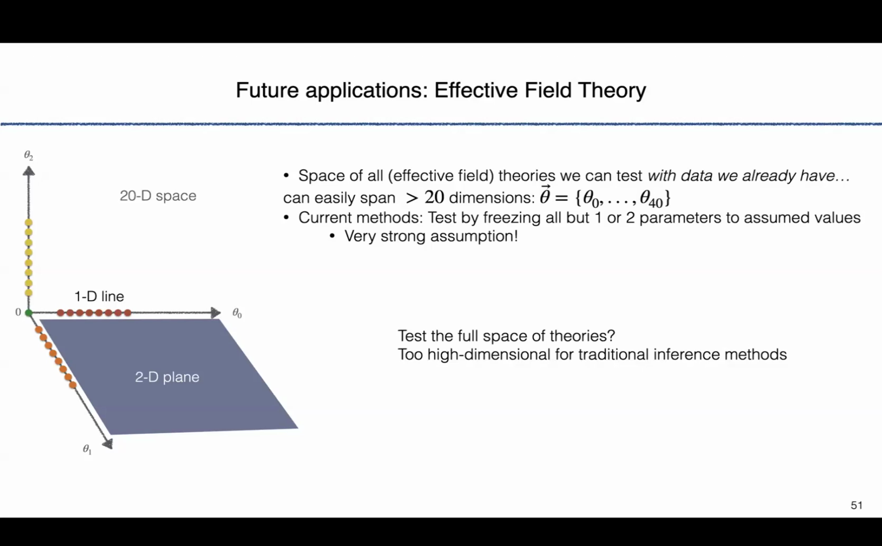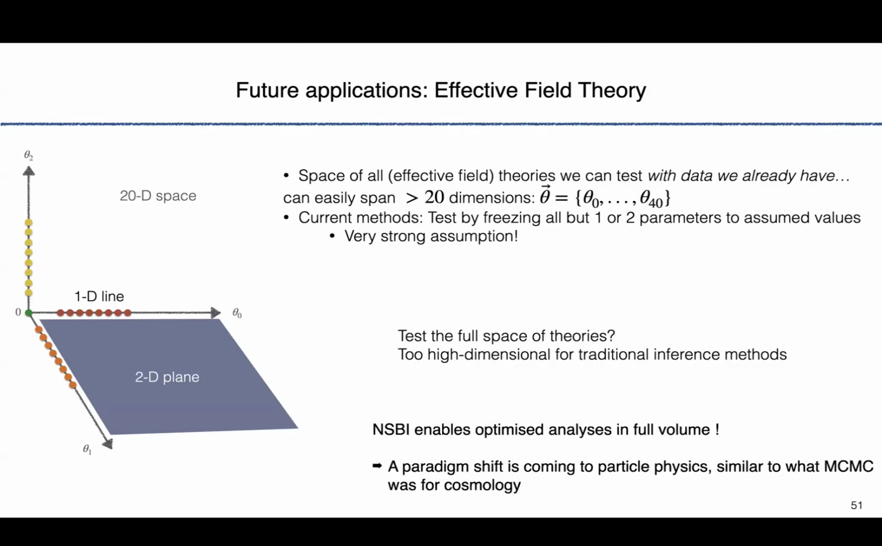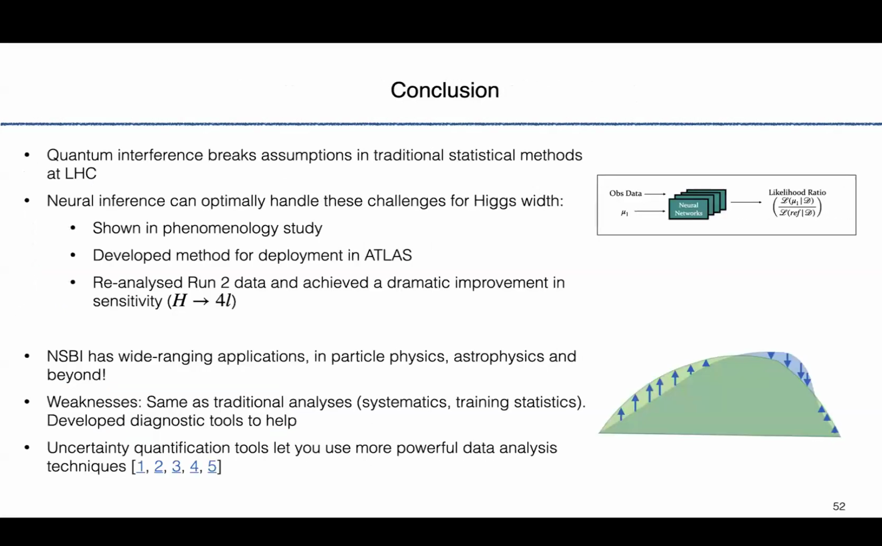Because our methods are not very good at probing this 20-dimensional space, or for sure we don't optimize the analysis over this full 20-dimensional space. But now with NSBI, you can automatically optimize an analysis and really start to constrain 20 different parameters simultaneously. So I feel we're at the verge of doing a very different kind of statistical analysis. Kind of like how in cosmology, MCMC was this moment that changed the way you were able to constrain parameters. I feel we're at a similar point here. So we'll see lots of SBI being used for EFT measurements.